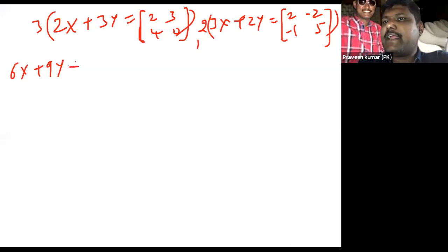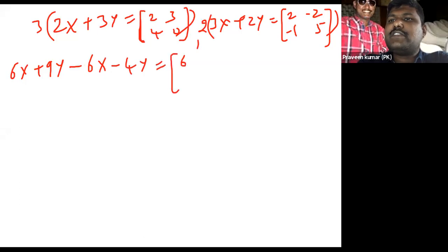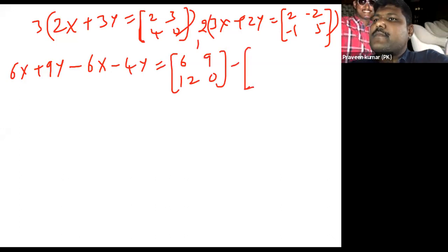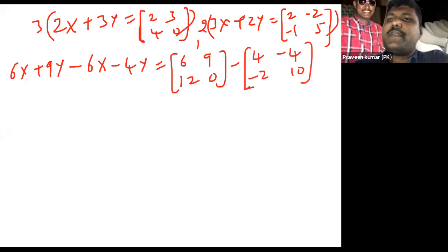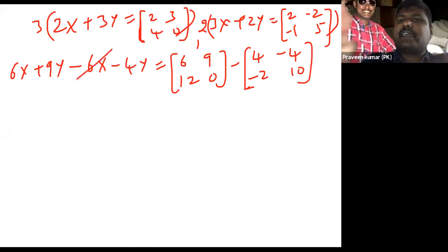Subtract. 2 3s are 6x minus 2 2s are 4y is equal to 3 2s are 6, 3 3s are 9, 3 4s are 12, 3 2s are 0 minus. We want the y value, that's why. 2 2s are 4, 2 2s are minus 4, 2 1s are minus 2, 2 5s are 10. Subtract: 6x, 6x cancel. 9y, 5y is equal to.